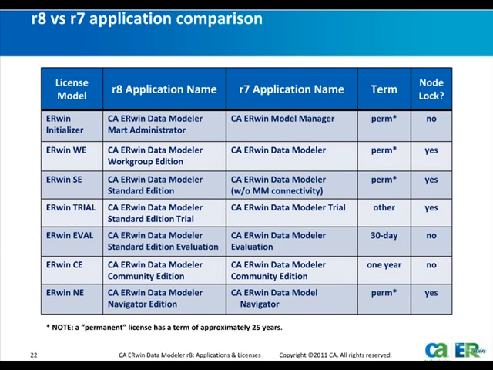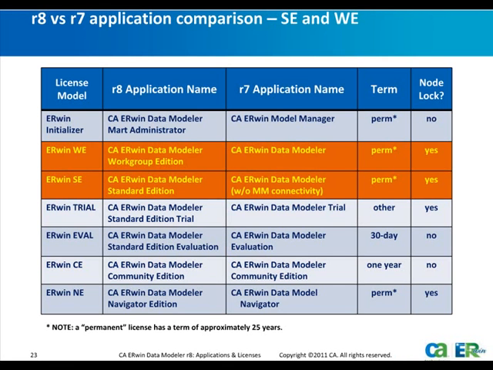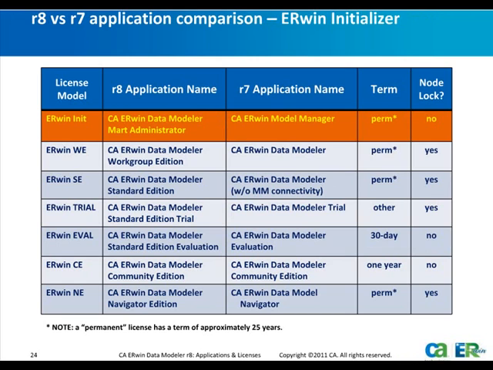This chart provides a quick comparison of the Erwin R7 and R8 applications. You'll see that the application names are very similar, but I'd like to point out a few items. First, note that the standard R7 Data Modeler application equates to either Erwin SE or Erwin WE, depending upon whether MART connectivity is required. Secondly, the Erwin Initializer license is listed individually, but it requires the presence of an Erwin WE license. The combination of an Erwin WE and Erwin Initializer license equates to what was CA Erwin Model Manager in R7.